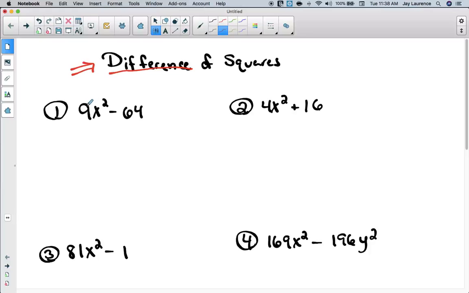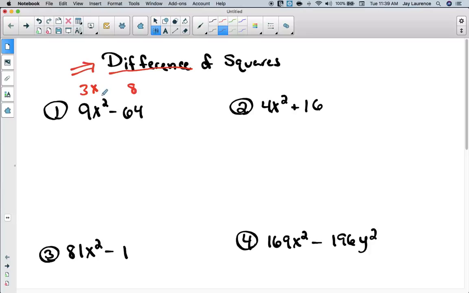Take a look at number one. The only GCF I see is 1, and so that's not going to do me any good. Now, it's a binomial, so it might be the difference of perfect squares. I'll take the square root of the first term, the a term, which is going to be 3x, and I'll take the square root of the second term, which is 8. Well, I've got two perfect squares, so that's a good sign for the difference of perfect squares.